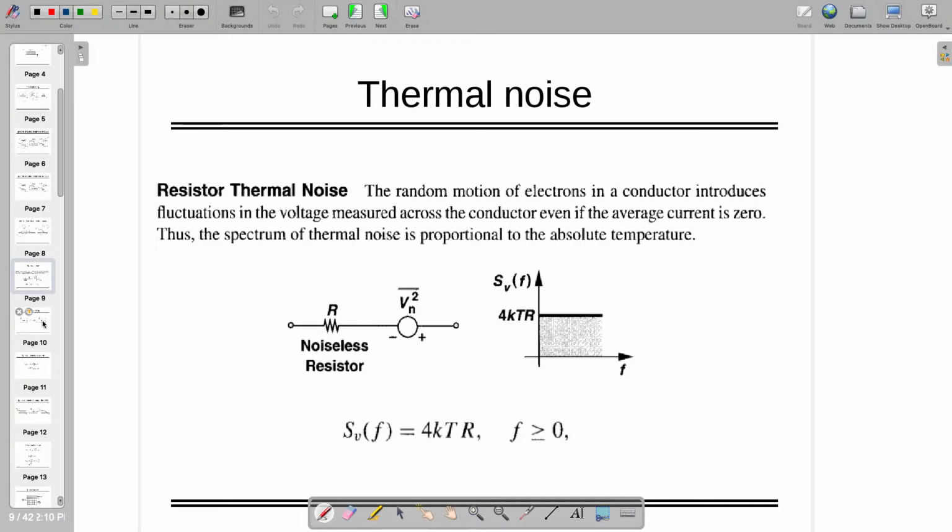Now, just note that if you are at high frequency, you are going to observe thermal noise in a resistance. It happens because the random motion of electrons in a conductor introduces fluctuations in the voltage measured across the conductor, even if the average current is zero, because of the thermal effect.